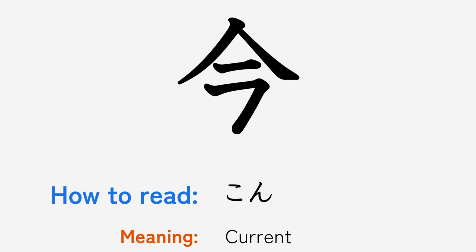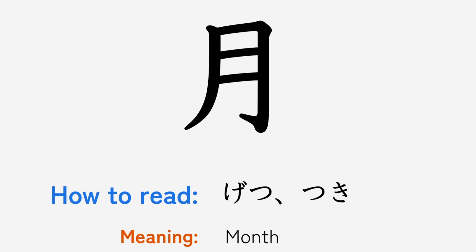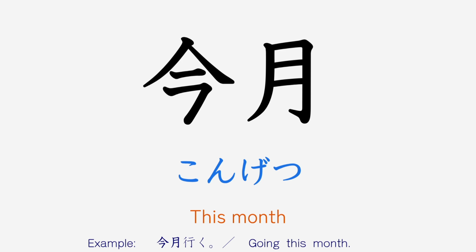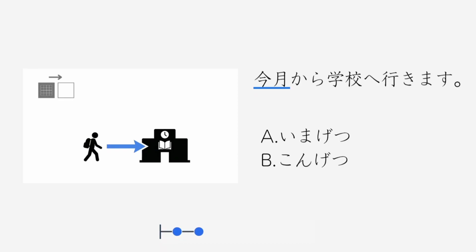今 is current. 月 here means month. The current month is 今月. How do you read the underlined kanji? The answer is B.